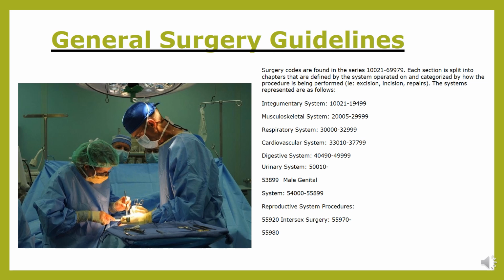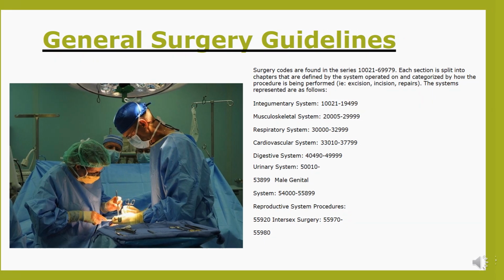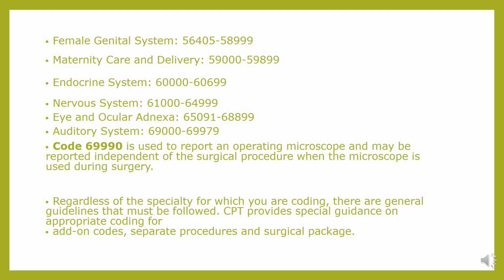Male genital system 54,000 through 55,899; reproductive system procedures 55,920; intersex surgery 55,970 through 55,980; female genital system 56,405 through 58,999; maternity care and delivery 59,000 through 59,899.